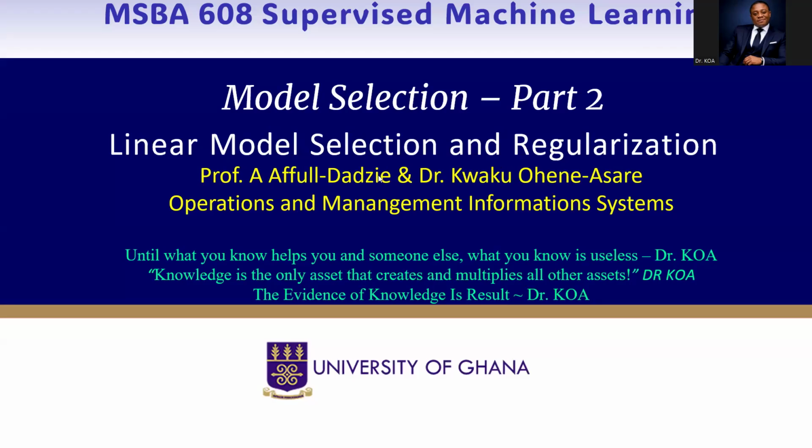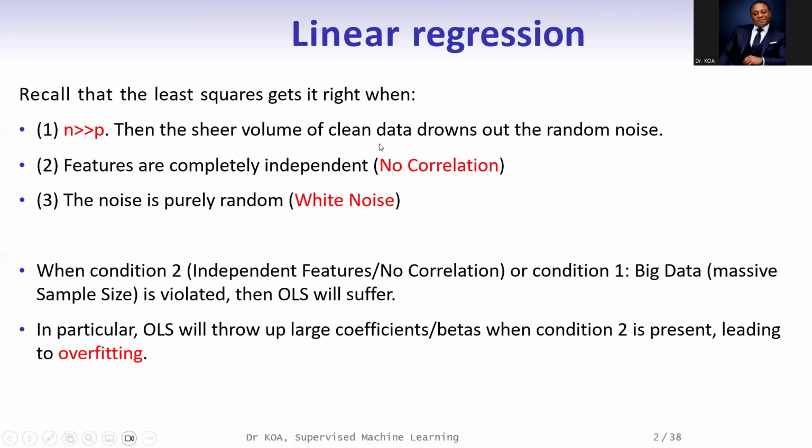All right, so we're going to look at model selection part 2. And to do that, we are going to be looking at regularization methods. When the sample size is bigger than the number of independent variables, the sheer volume of clean data will drown the random noise. This happens in linear regression.